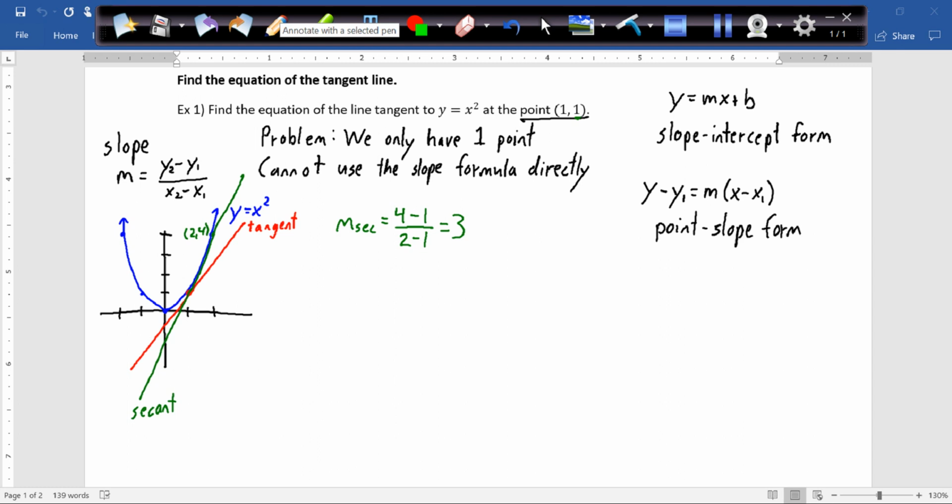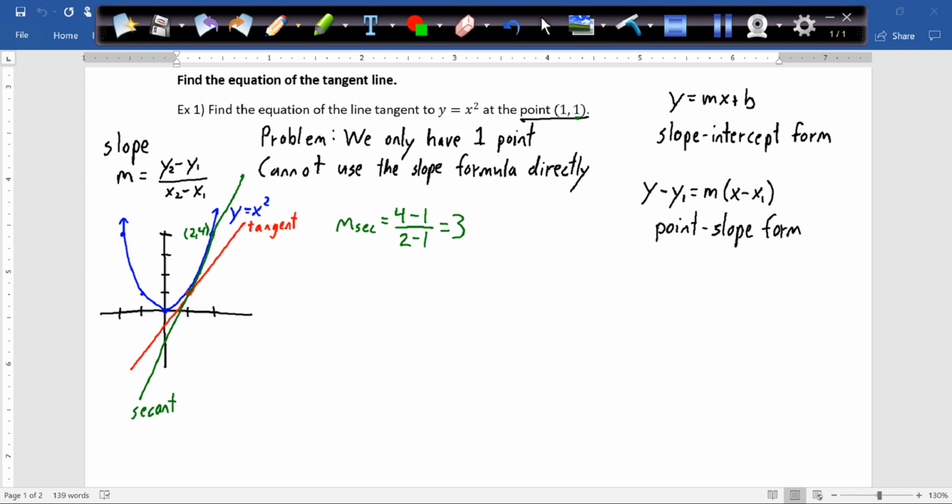Now how does that relate to the slope of the tangent line? The 3 is the m for the secant line. What's the m of my tangent? Is it greater than? Less than? Exactly. Yeah, the slope of the tangent line will be less than 3, right? Because it's not quite as steep as the secant line. So my tangent line is less than 3.